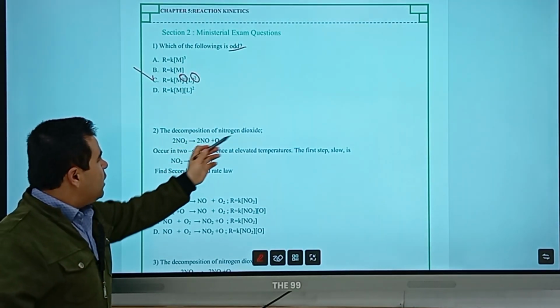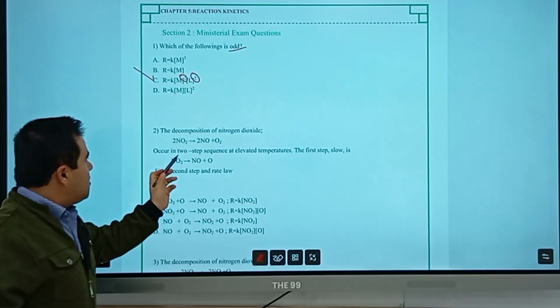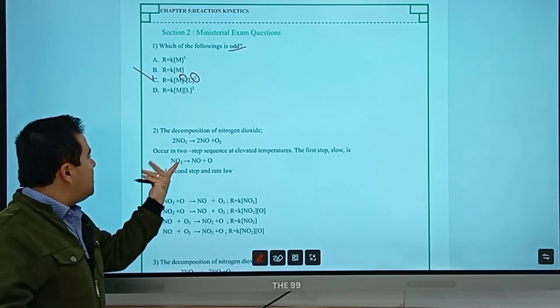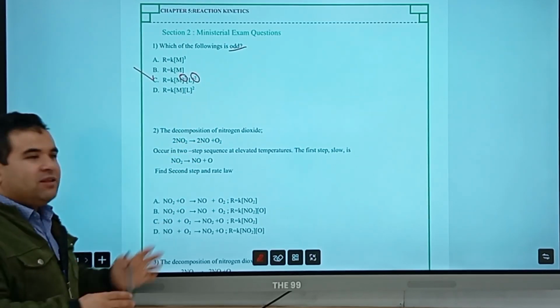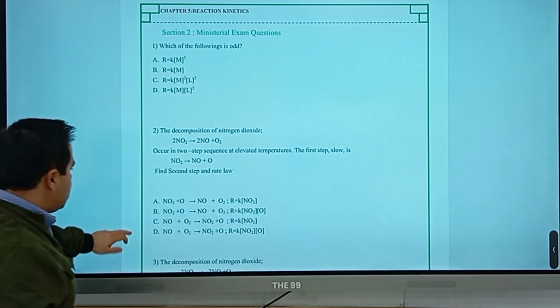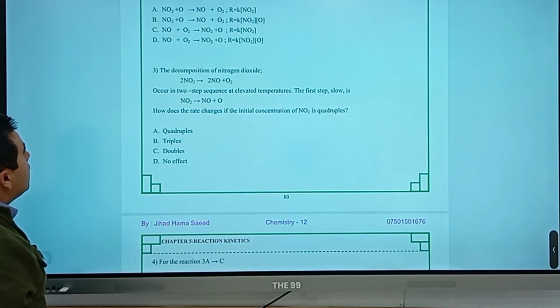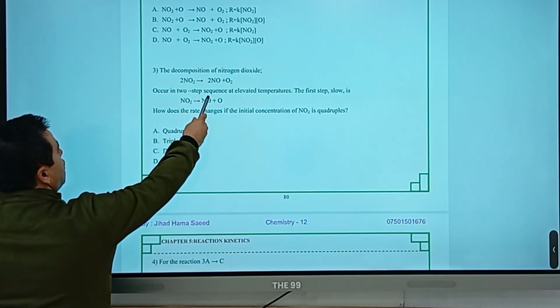The decomposition of nitrogen monoxide is this. The first step is this. How about the second step? So flip this, add it with that, and you'll get the second step. I will not be solving it in order to not make the video too long. The decomposition, the same question.